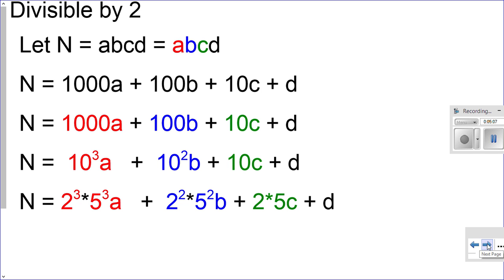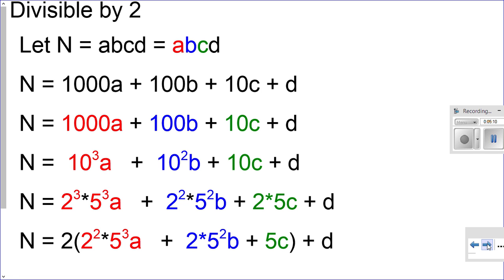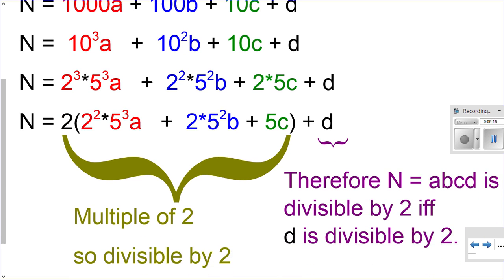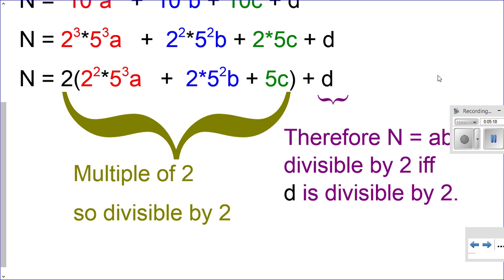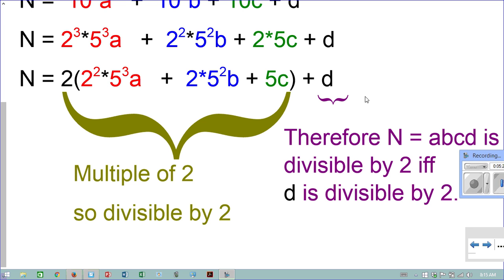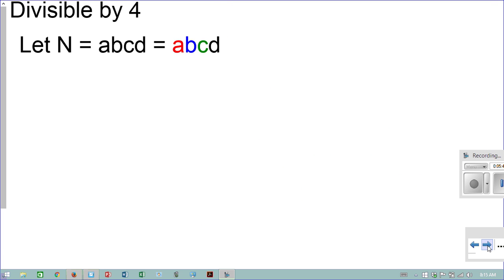So I'm going to go ahead and pull a 2 out because I'm trying to show divisibility by 2. So my original number is going to be divisible by 2 if and only if the last one is divisible by 2, meaning the last digit would have to be an even number. Because this first part, I pulled a 2 out, and that's a multiple of 2, so therefore it's divisible by 2. So the whole number is divisible by 2 only if the last number is divisible by 2. Now that one's not too hard for most people, but I started out this way because that's going to help us when we move on to 4.